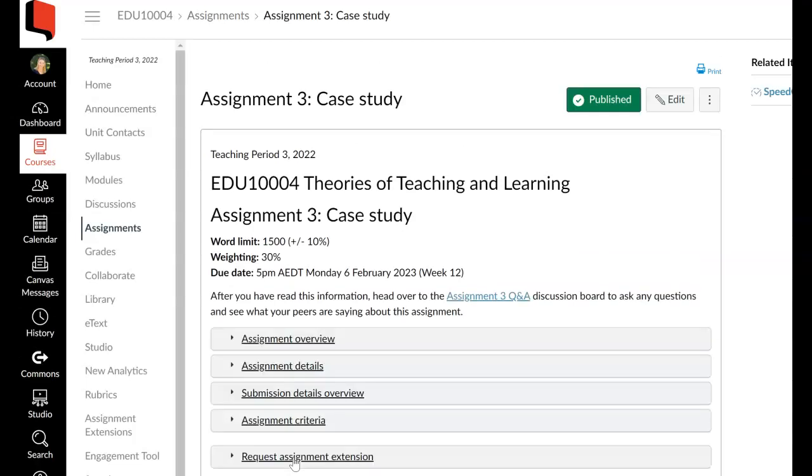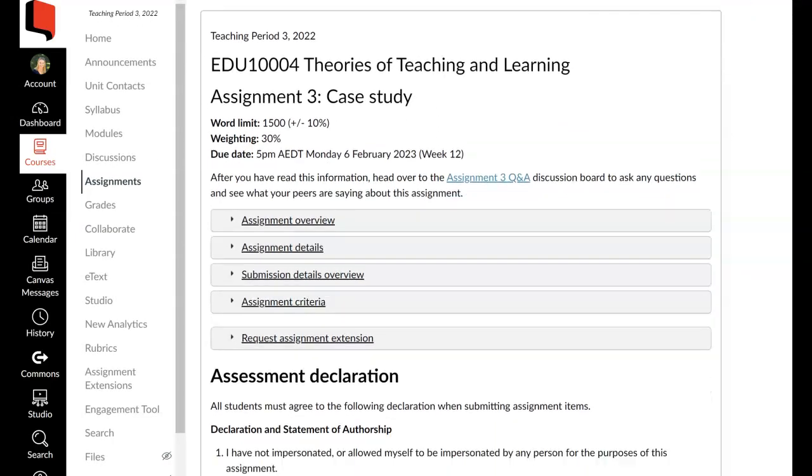Okay, so this time round we have a different format of assignment. We've done our presentation, we've done our essay. This is a case study. For our case study, we have a word limit of 1,500 words, plus or minus 10%, and a weighting of 30%, and it's not due till Monday of week 12, which is wonderful. So I'm just going to talk you through so you really understand the assignment.